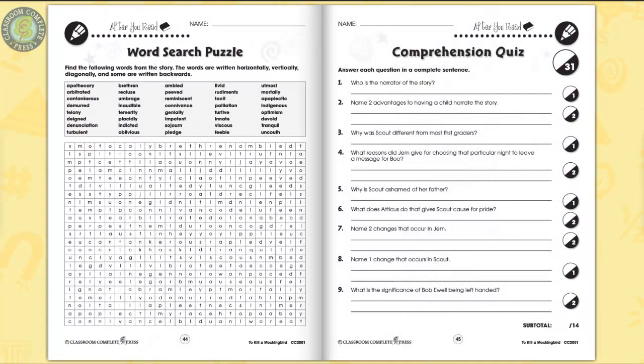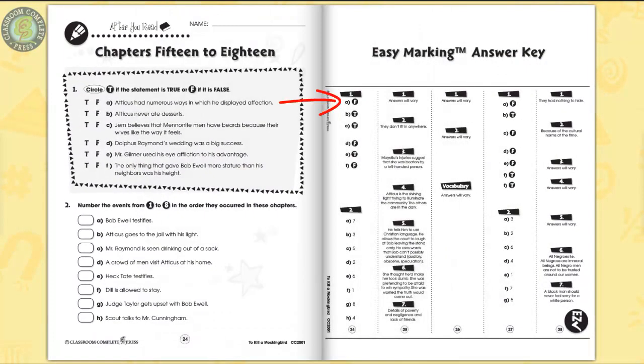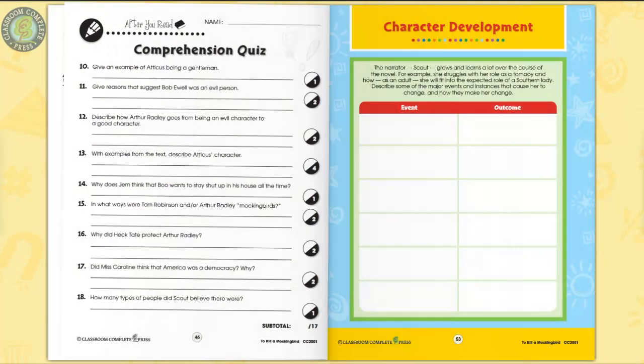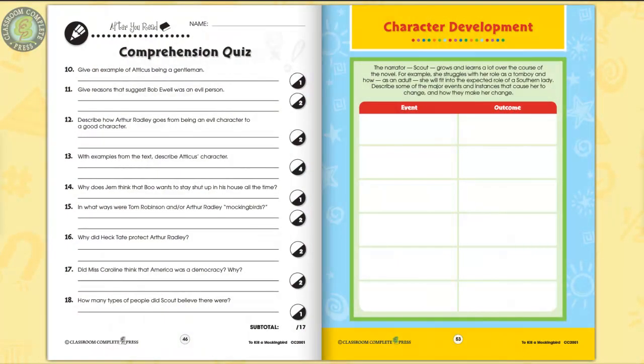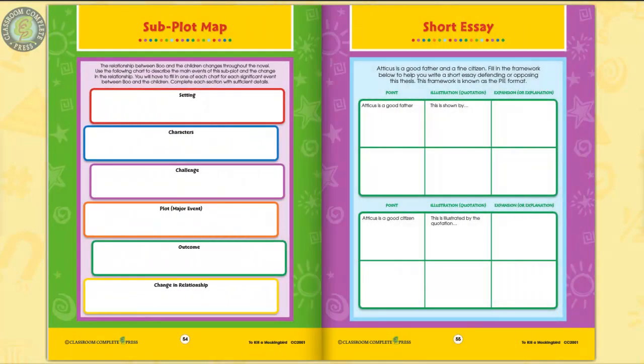A word search puzzle and comprehension quiz ends the unit. The easy marking answer key works by lining up perfectly with the matching question pages. 3 color posters, which are graphic organizers, complete the resource. Map out the main events surrounding the relationship between Boo and the children.